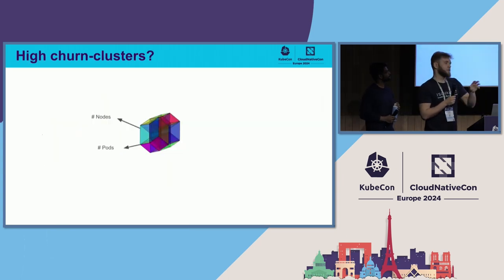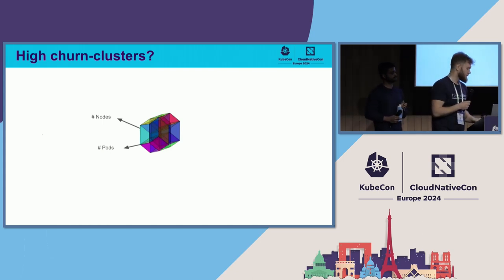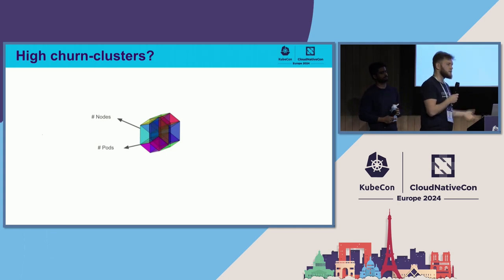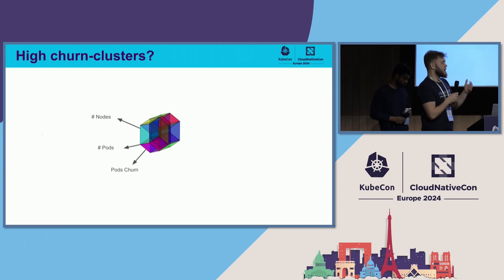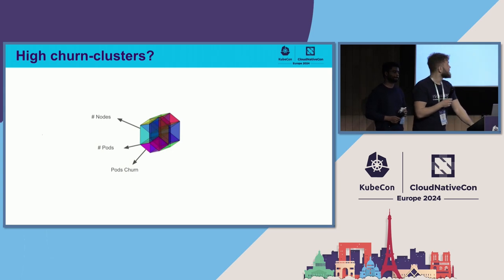So we went through those two examples to think about what other dimensions we should care about. First of all, there is obviously the number of nodes and the number of pods, which is important, but we should also think about pod churn. We saw that in both cases, pod churn actually matters, so take a look at how many different events are being broadcasted within your cluster.